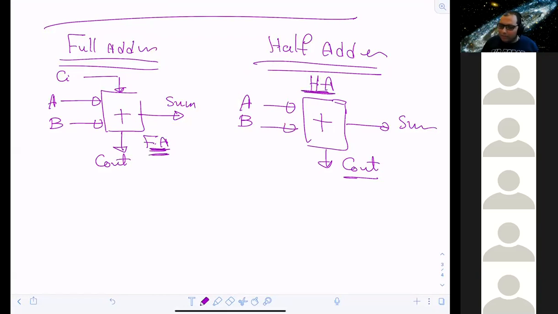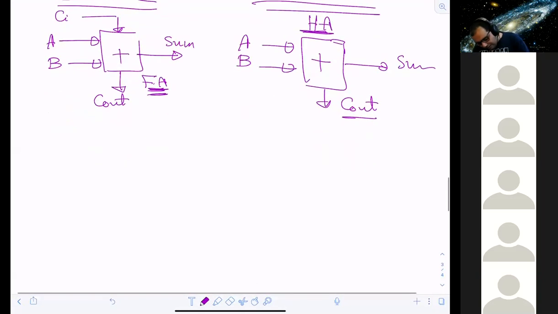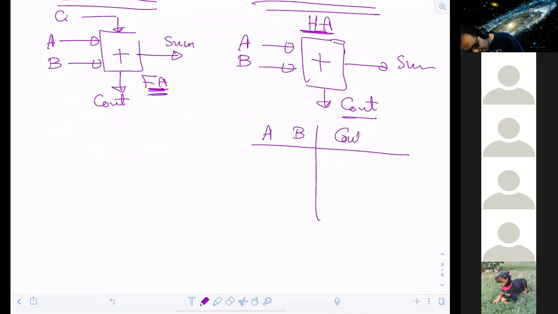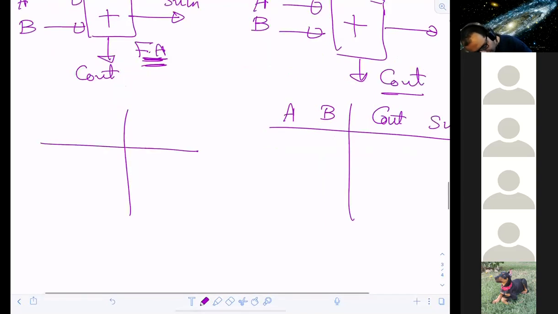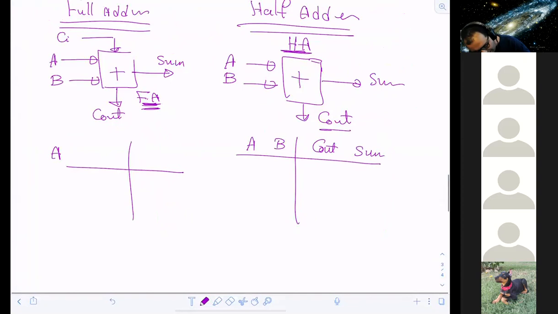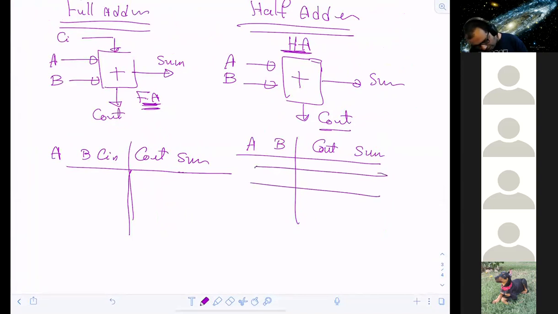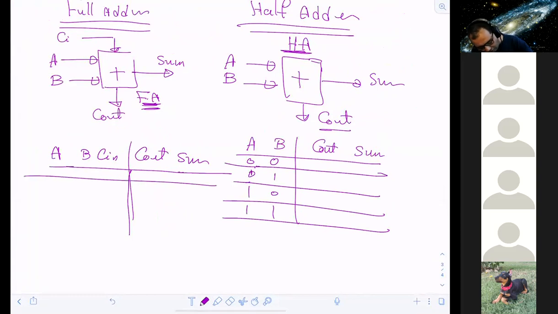Let's look at the process for building them. Since this is a half adder, how many inputs do I have? Two, A and B, and I have carry out and I have sum. Do you agree? Yes. Here, I have three, right? I have A, B, and carry in, and I have carry out and I have sum. This one is covering how many states? 4 states: 1, 2, 3, 4, right? While this one is covering how many states?